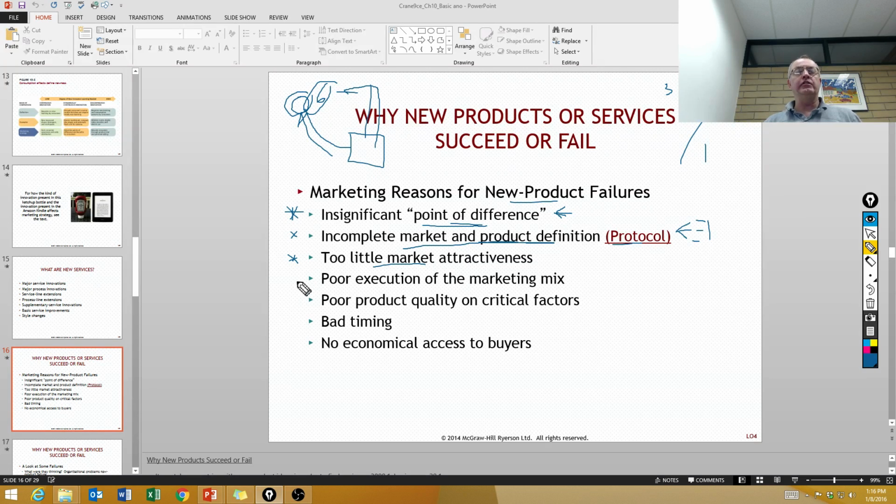Okay, then another reason a new product fails is that the vendor, the marketer, has botched the marketing mix. The marketing mix is the 4 Ps: product, price, promotion, and place. So if the marketer botches it, yes, you've got a good product, yes, you've got a good price, but hey, you're selling it in the wrong location, you're not going to get enough buyers.